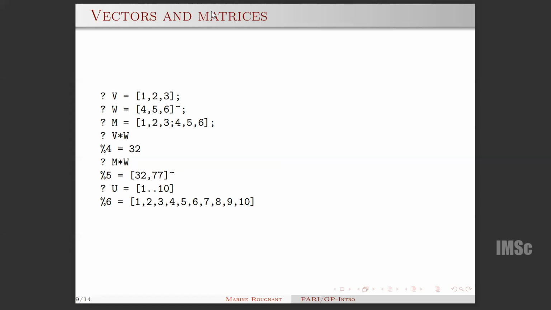Okay, and then you can multiply with the usual star sign. You can multiply two vectors, you can multiply matrices, it's the same. And you also have some easy way to define vectors. I mean, this defines the vector of all the integers from 1 to 10, 1 and 10 included, for example.